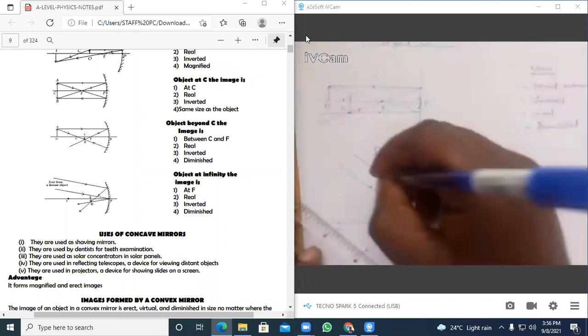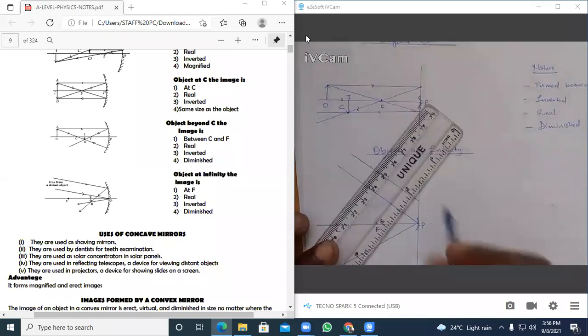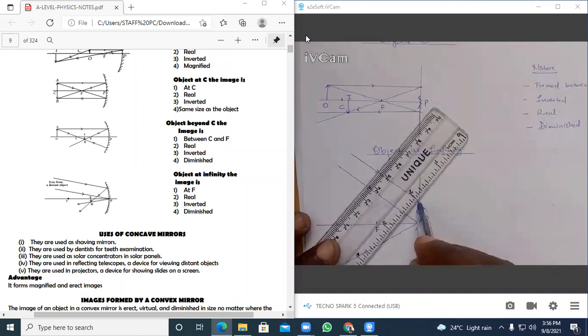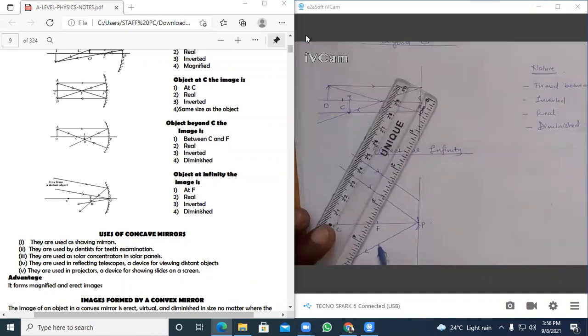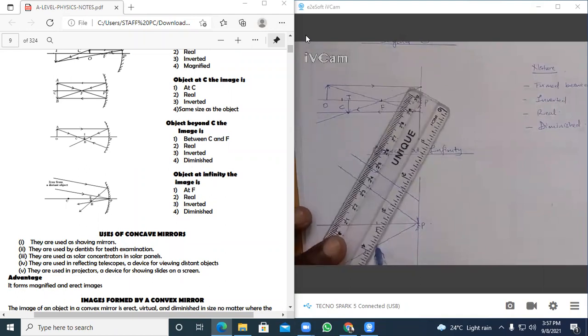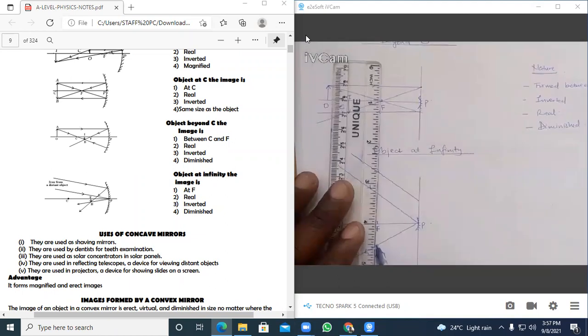So if these rays are parallel like this, it means that they are coming from infinity. Now we should know that if rays are coming from infinity, where they intersect is where the image should be. The image should be here where the principal focus is. That's where the image should be located.